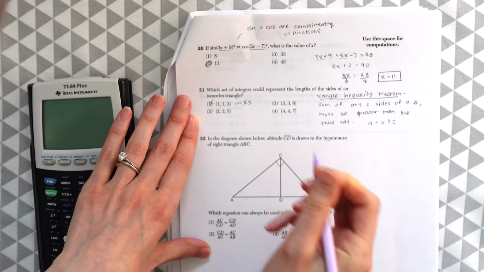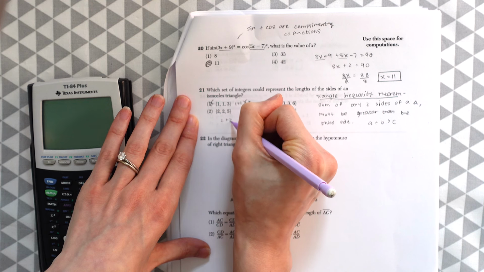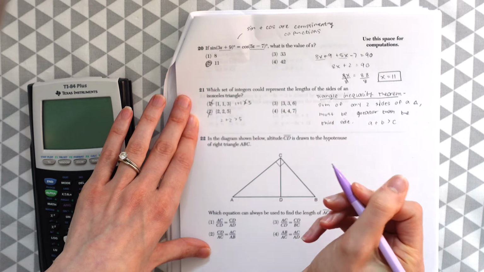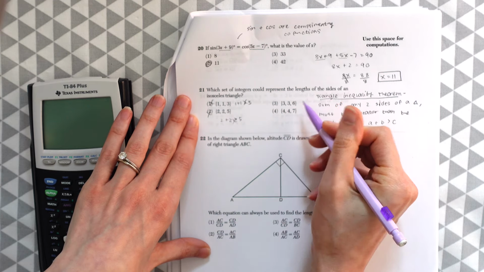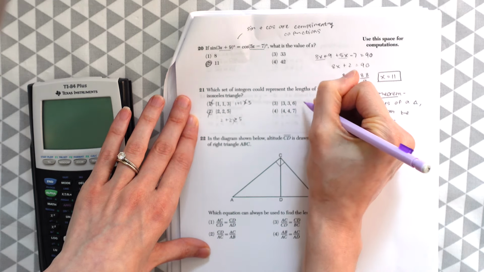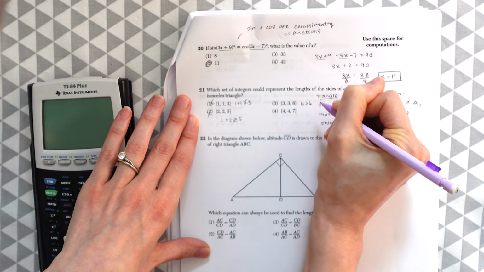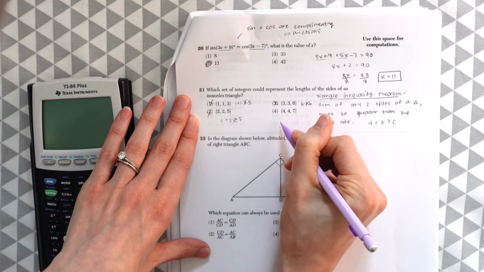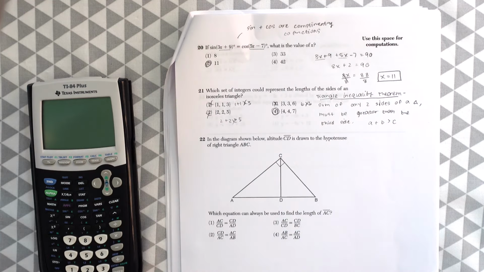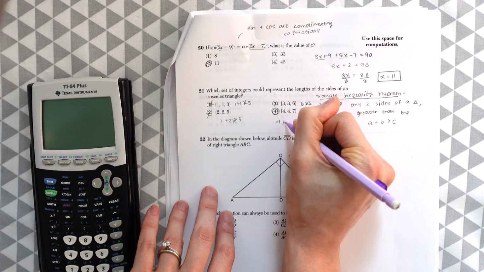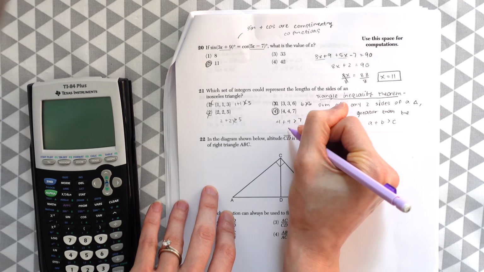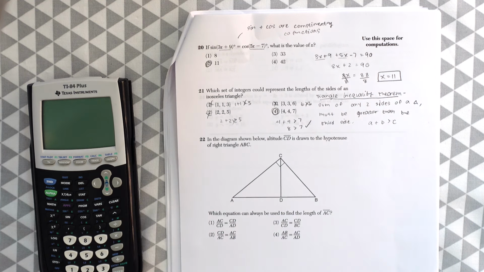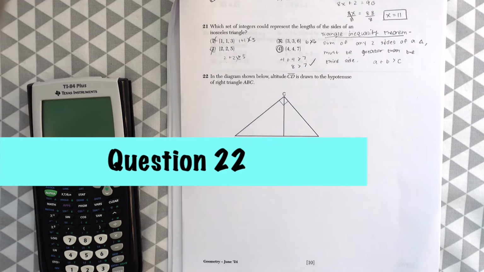So 1 is not our answer. 2 plus 2, is that greater than 5? Is 4 greater than 5? No, not true. 3 plus 3, is that greater than 6? Is 6 greater than 6? No. So that's not our answer. And finally, by process of elimination, choice number 4 is our answer, but let's see why. 4 plus 4, is that greater than 7? And yes, it is. 8 is greater than 7. So that's our answer.